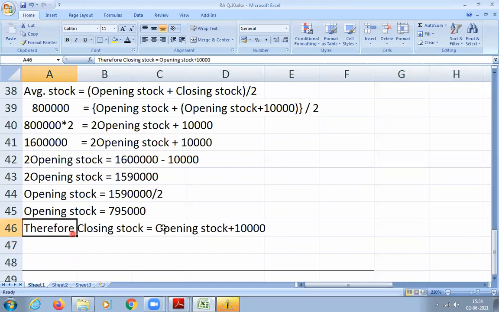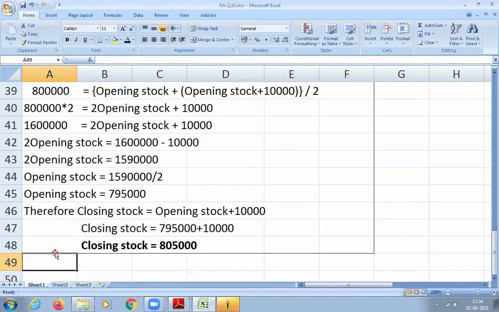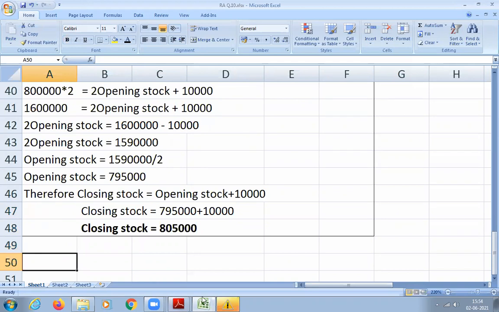So closing stock is opening stock plus 10,000. We already know the opening stock, so I can substitute now and add 10,000 to get the closing stock. How much will you get? 8,05,000. 8 lakh 5,000 is the closing stock. Is it clear, students? Yes, sir. Anything else you have to calculate?